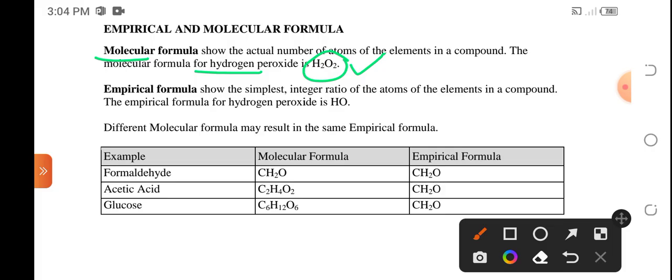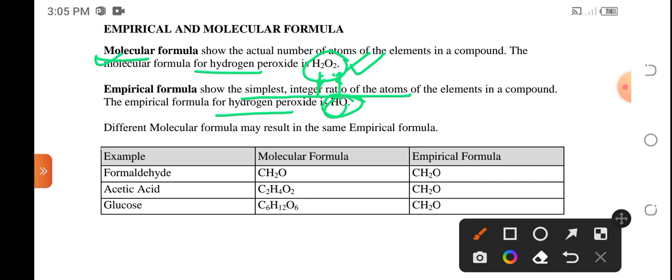When it comes to empirical formula, this shows the simplest or integer ratio of the atoms in a compound. So empirical formula is also known as the reduced form. So the empirical formula of hydrogen peroxide, which was H2O2 kanina, will then become HO, kasi na-reduce na ang mga subscript. Since we have two subscripts there, hydrogen 2 and oxygen 2 will be reduced to 1, kasi ang common denominator nitong dalawang subscript ay 2. That's why na-reduce siya ng HO na lang.